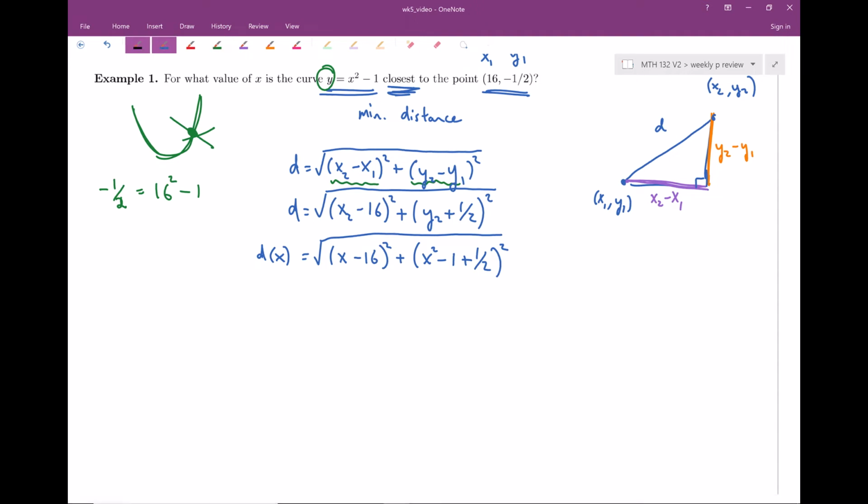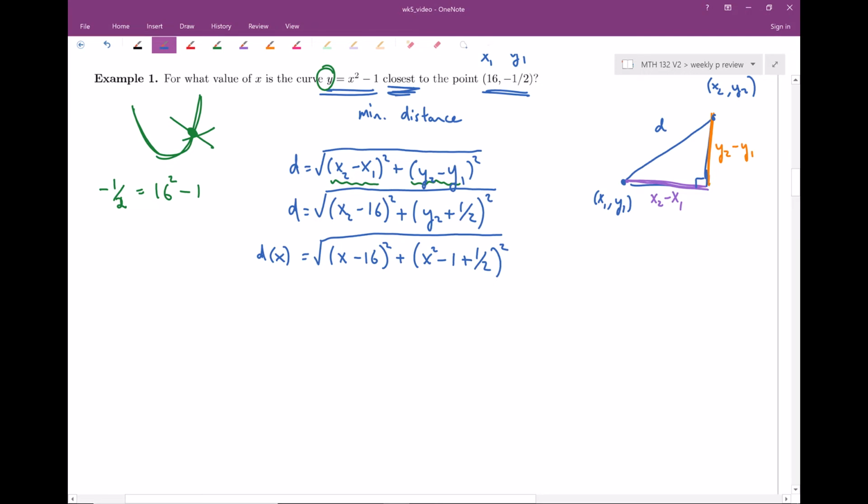And again, this may not be useful quite yet, but the claim is it'll be very useful once we take the derivative and start analyzing this thing. So again, the point does not lie on the curve. Otherwise, the closest point would just be on the curve. Okay, so it's off the curve, and so the distance is strictly positive.